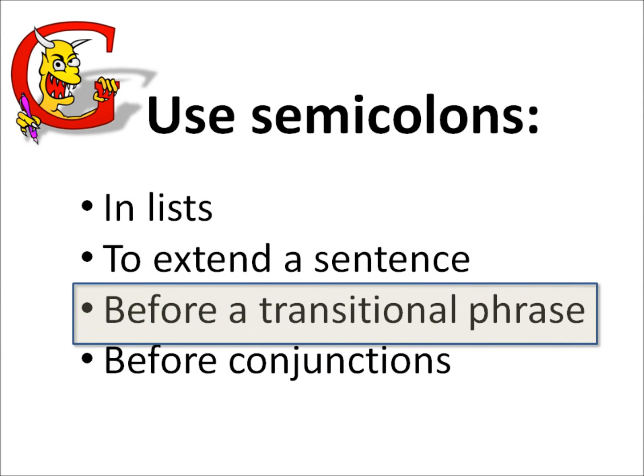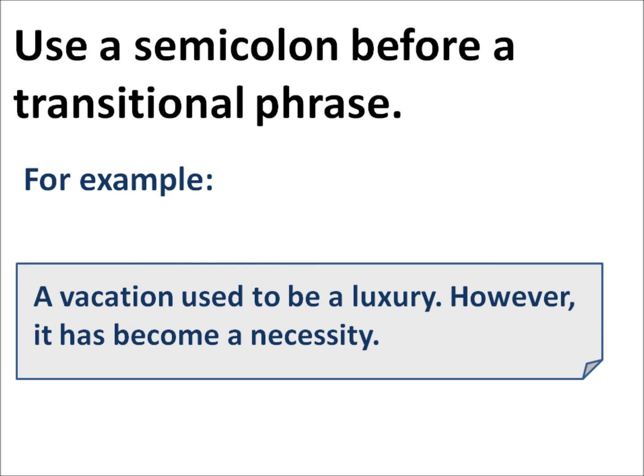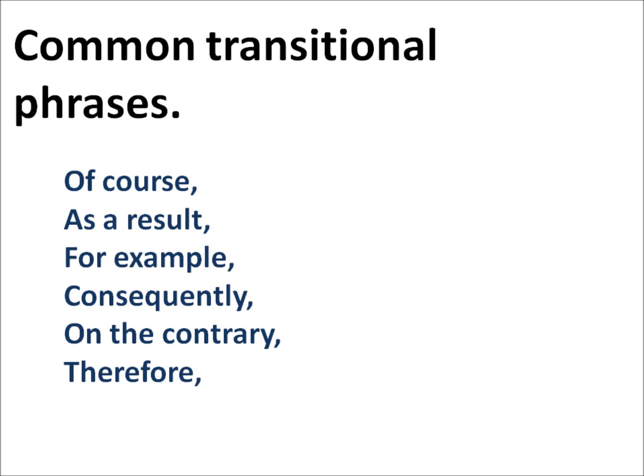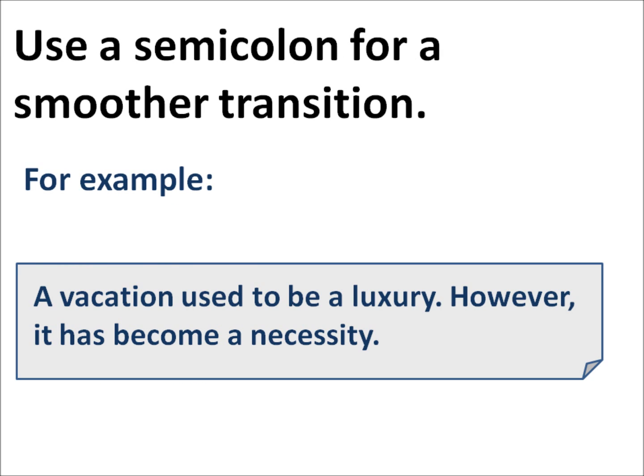The next thing we'll look at is using a semicolon before a transitional phrase. Look at this example. A vacation used to be a luxury. However, it has become a necessity. The word however in these two sentences is the transitional phrase, and it acts like a bridge from one sentence to the next. Other common transitional phrases are of course, as a result, for example, consequently, on the contrary, and therefore. Most of the time these transitional phrases will start with a capital letter, but just like in the last section, you can make the transition from one sentence to the next smoother by using a semicolon.